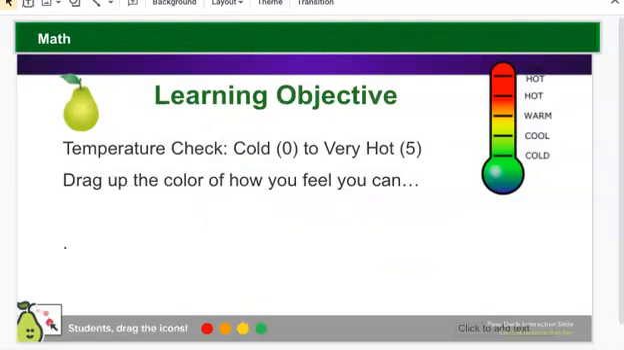All right, so really quickly with your Pear Deck, how do you feel about classifying triangles?